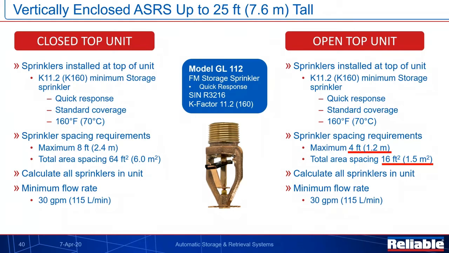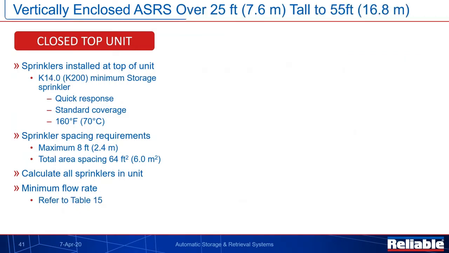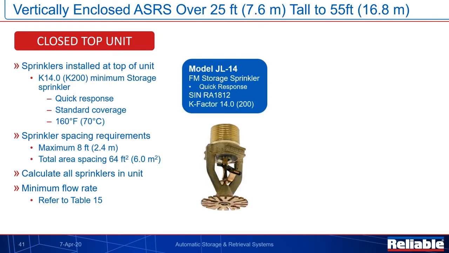Now, this is all for 25 foot tall units. Units can go higher than 25 foot. For that, we have some guidance on how to protect. Again, a closed top unit now is going to require a K14 minimum storage sprinkler, quick response. So one of our ESFR pendant GL14 products would work out well for this. And the sprinkler spacing requirements are going to be, again, 8 foot. So we're compressing it a little bit from when we use this at a ceiling level sprinkler system, and calculate all the sprinklers in the units.